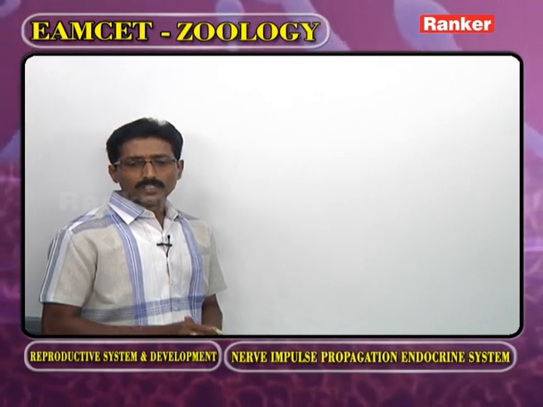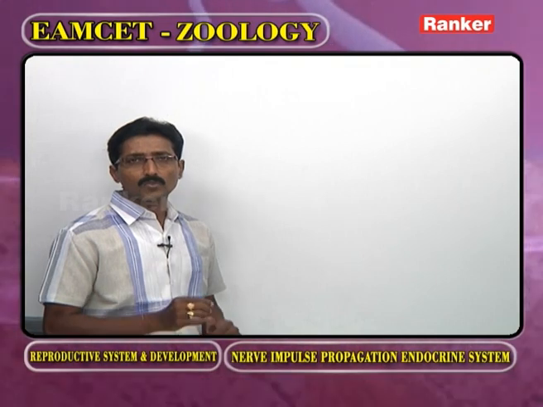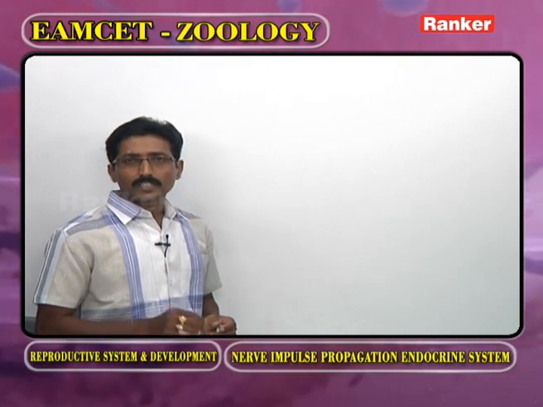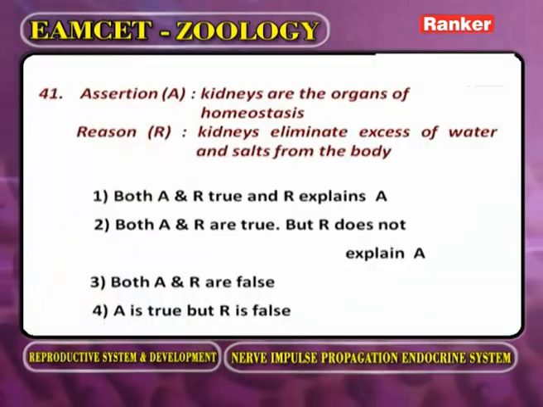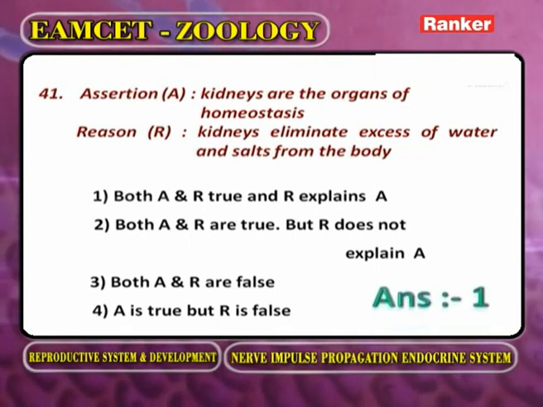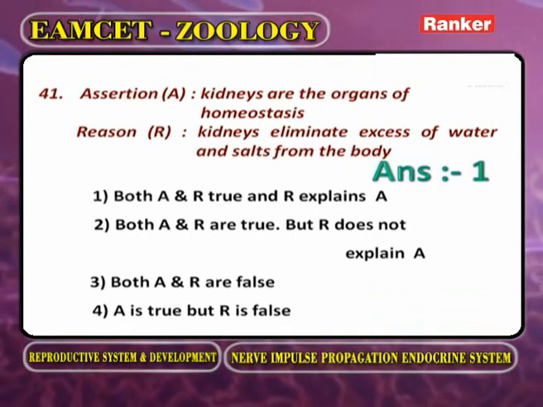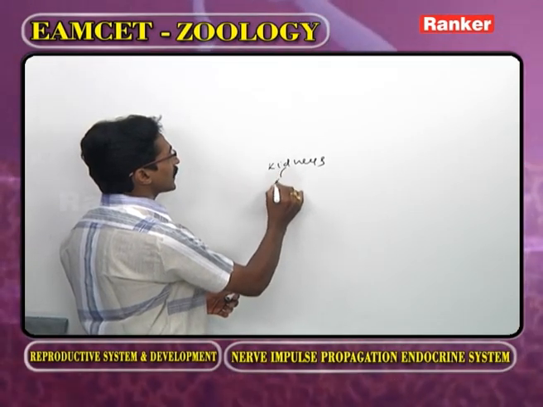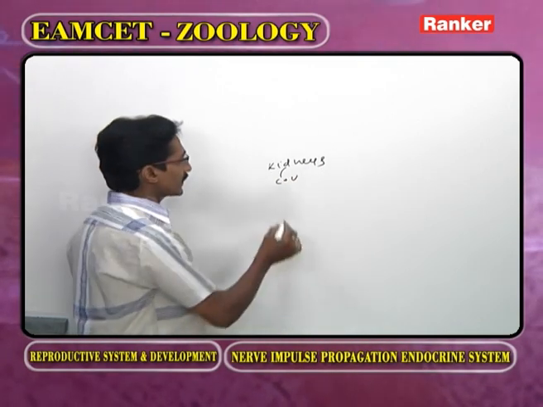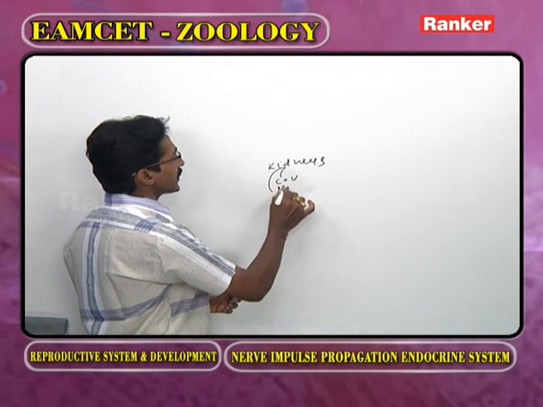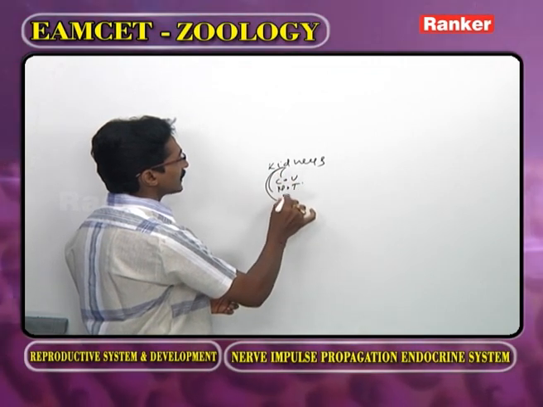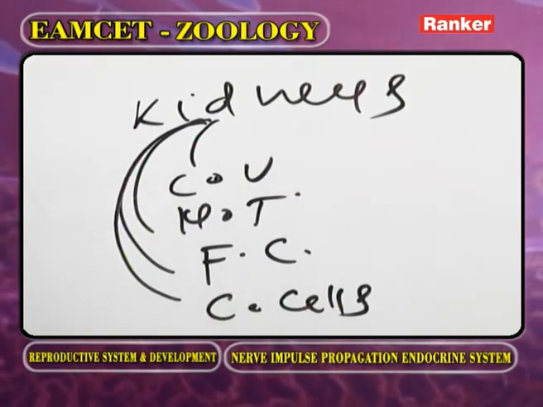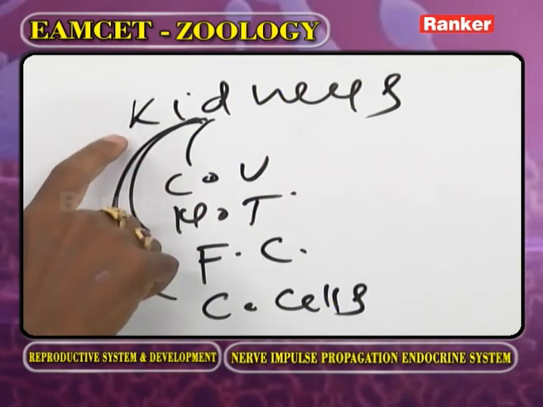Now the assertion: kidneys are the organs of homeostasis. Now you have to observe the question. Assertion, kidneys are the organs of homeostasis. Now as we observe the kidneys, the kidneys are analogous to the contractile vacuole as well as the Malpighian tubules as well as the flame cells and chloragogen cells. Students, again you have to observe the kidneys.